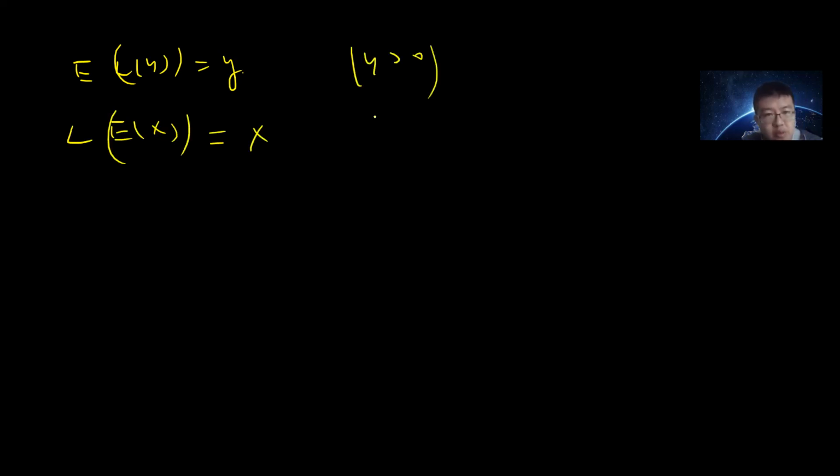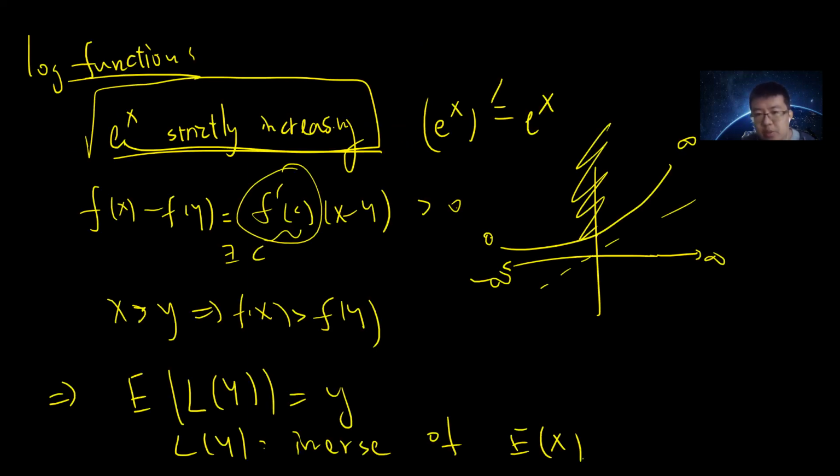Okay, so notice that the e of L(y) is y, and the L of e of x is x, right? This is for y greater than 0, and this is for x real. Because the exponential can be defined for any real number, actually for any complex number, if you take the exponential of x and then take the log, it becomes x, right? And the log is only defined for positive numbers, because the images of the exponential can only be positive.